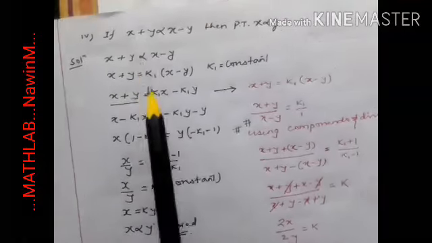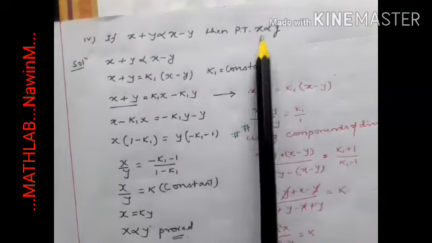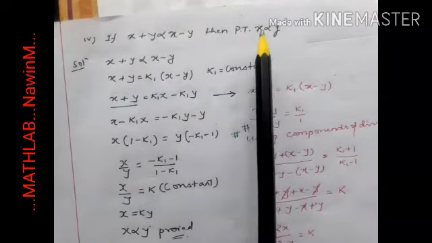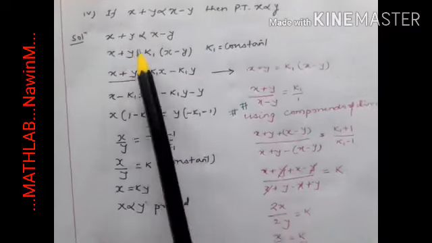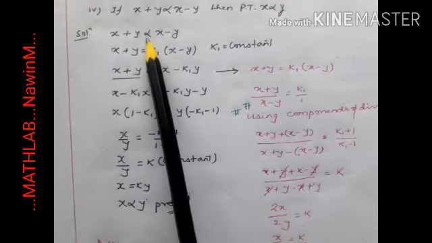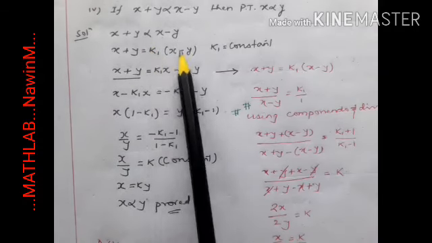And one last question we have here. If x plus y varies directly with x minus y, then you have to prove this. In the previous we proved this from this. Here you have to prove this from this. Now what we do similarly, variation you convert into is equal to, introduce one constant. Then you bring this down.